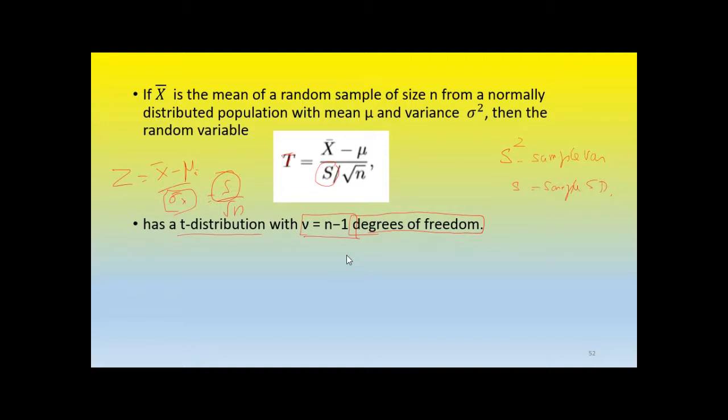Fine, here this is the t distribution. The formula is very similar to Z, but instead of sigma we have the sample standard deviation. That is it. So the concept here is that we are assuming that we have a small sample. We don't have an idea about the population standard deviation.